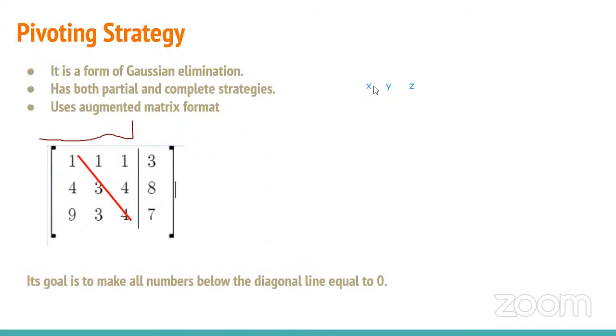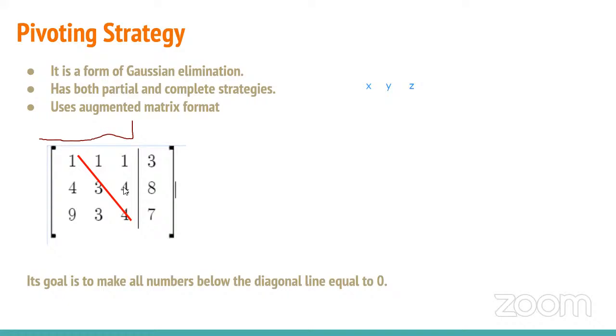The next one here is the pivoting strategy. This pivoting strategy is also a form of Gaussian elimination. It's different, but it also uses the same mechanism as the Gaussian elimination. I will show why very soon. It has both partial and complete strategies. It means we have partial pivoting strategies and we also have complete pivoting strategy, and it also uses the augmented matrix format to represent its equations.